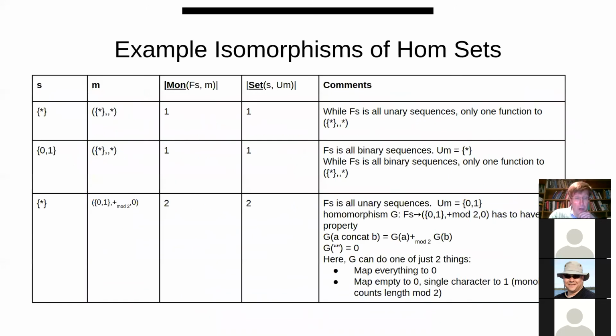Okay, so let's go through a few examples of this if we could. So here.